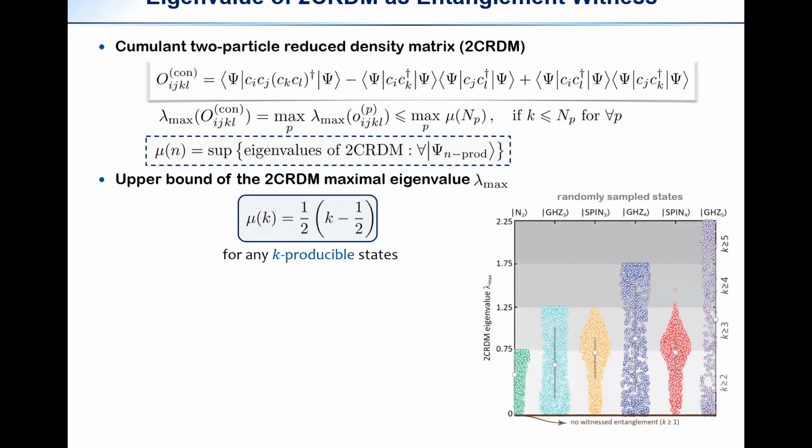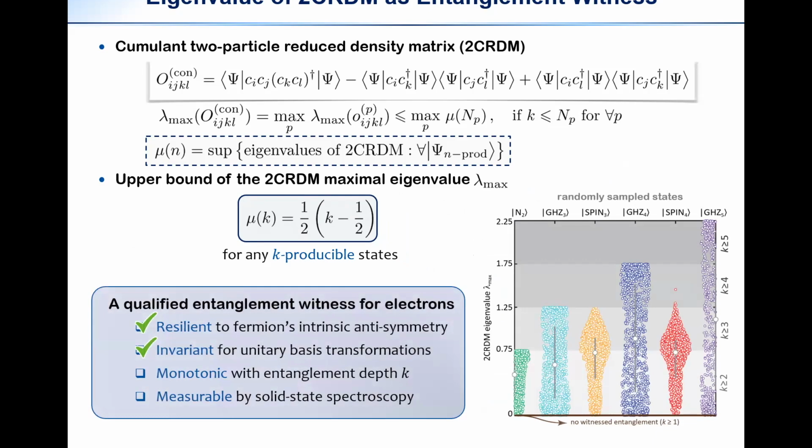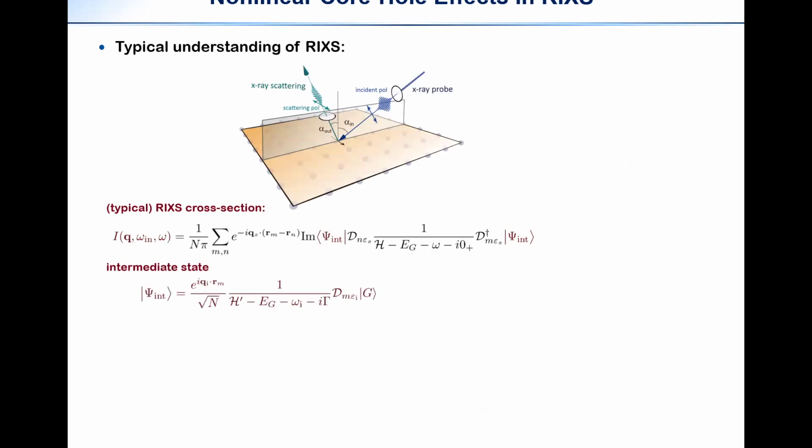We'll just skip it. So in the end, we demonstrate the 3 criteria. It's resilient to antisymmetry. It's unitary invariant, and it's monotonic with producibility depth. The only thing we have to prove is that it is measurable by solid state spectroscopy. The idea we use is nonlinear spectroscopy. I usually talk to X-ray experimentalists, so I use the example of RIXS, resonant inelastic X-ray scattering, as a way to measure it. The RIXS spectrum is represented by the so-called Kramers-Heisenberg formula.